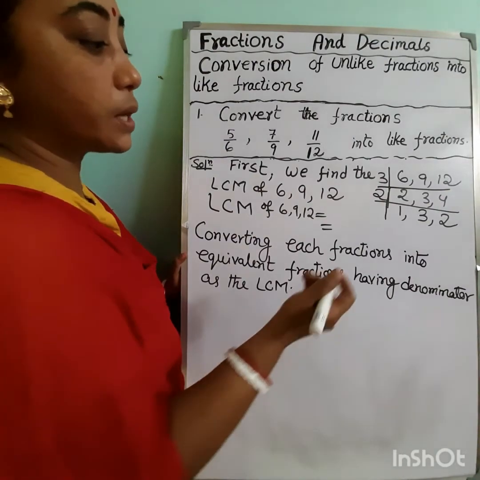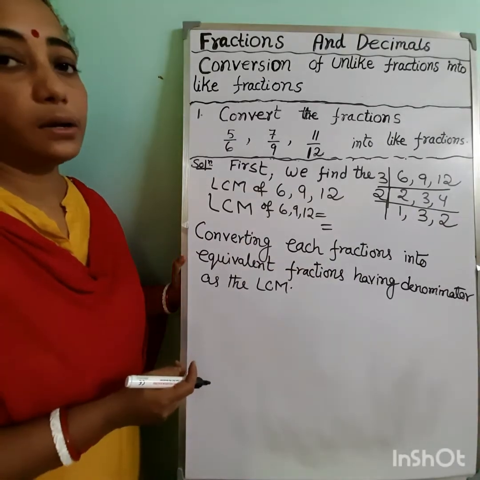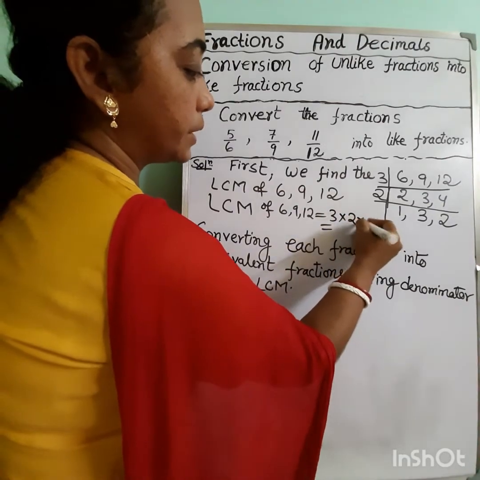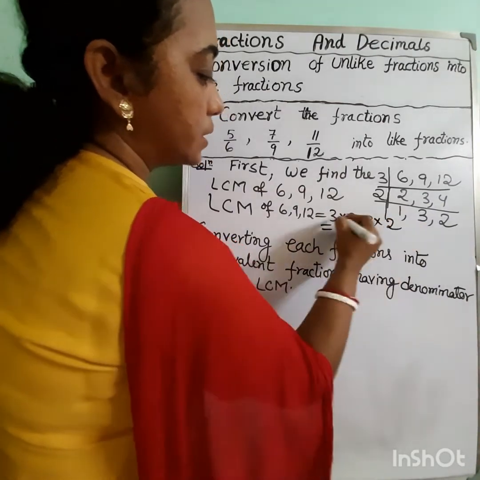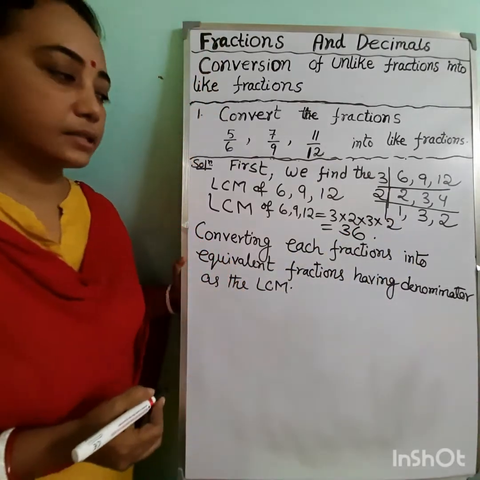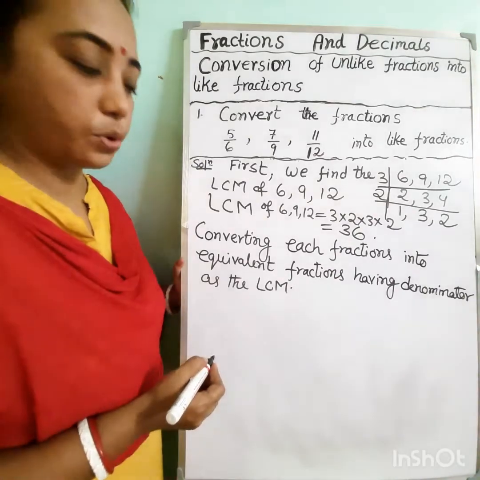So the product of the numbers in the last row and the divisors is the required LCM. So we write the product 3 multiplied by 2 multiplied by 3 multiplied by 2. 6 6s are 36. So 36 is the LCM of the numbers 6, 9, 12.